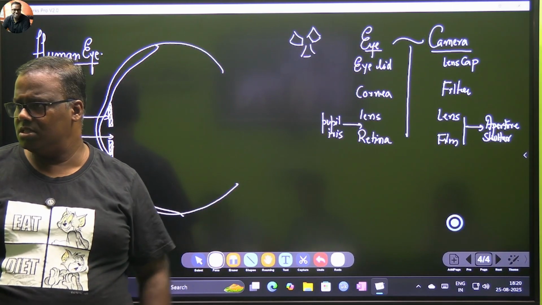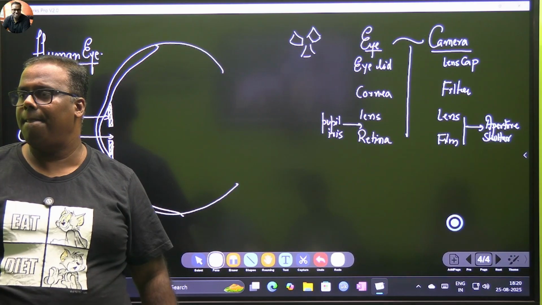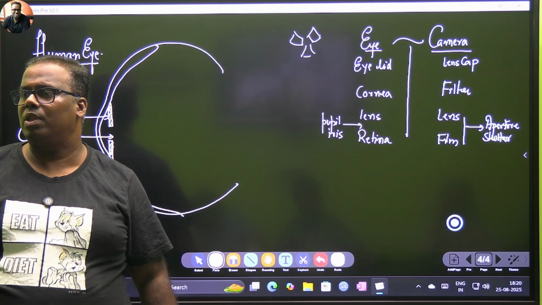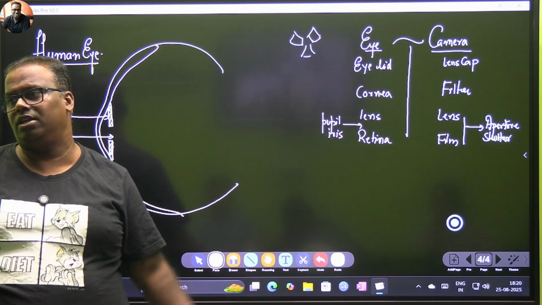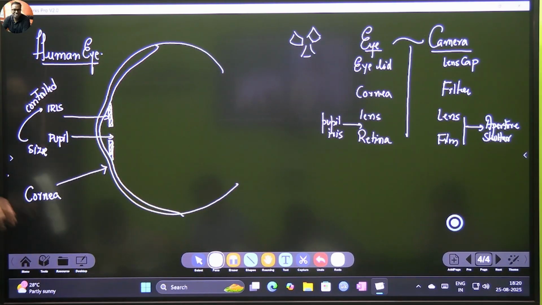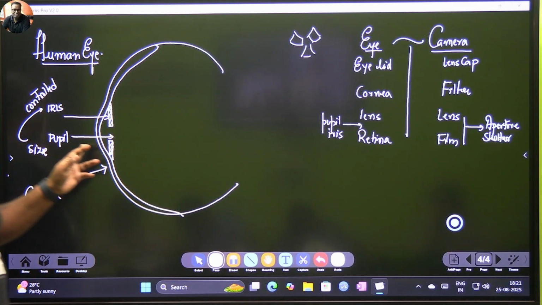From your brains? That depends upon the signal that's being given, yeah. No, it's not. Blind is a separate concept. Blind people, rays are getting in, but images are not getting formed. So once the iris opens, the iris will control the opening of the pupil.